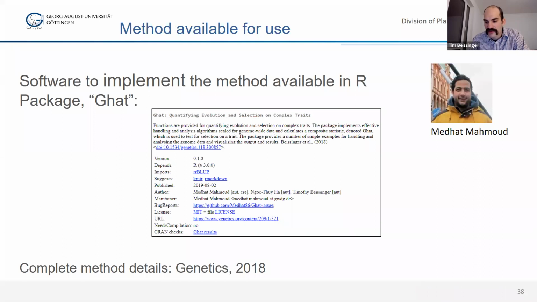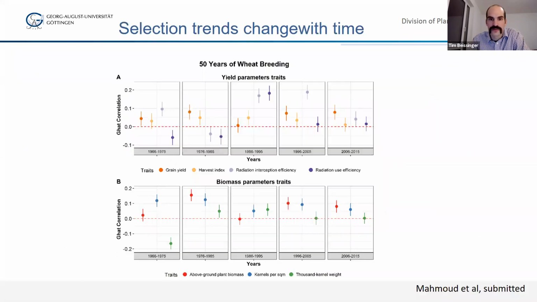One more thing I want to share, a fun demonstration of something else we can do with GHAT, is break down our data into different timelines. So here again is that same exact wheat data. And if we look across groups of years, we can look at changing selection trends through time. This was a really nice analysis that MedHot came up with. We have a plot for 4 different traits here: grain yield, harvest index, radiation use efficiency, and radiation intercept efficiency.